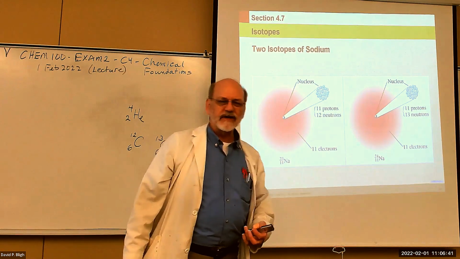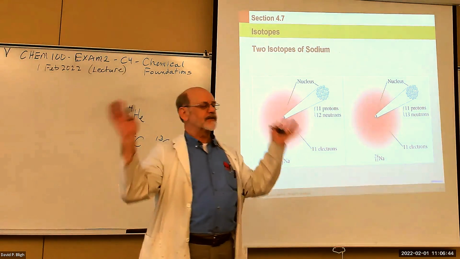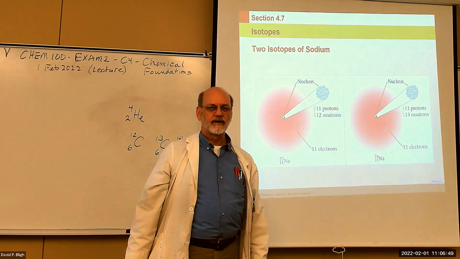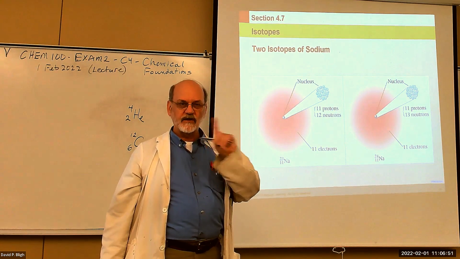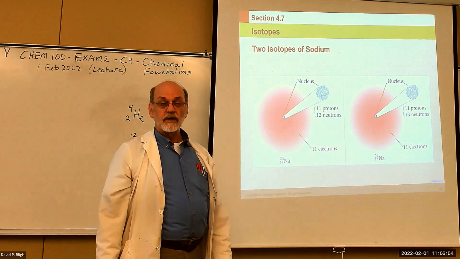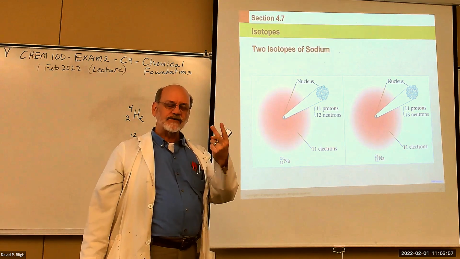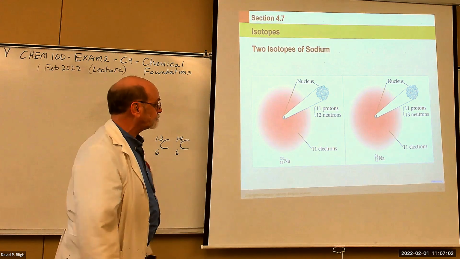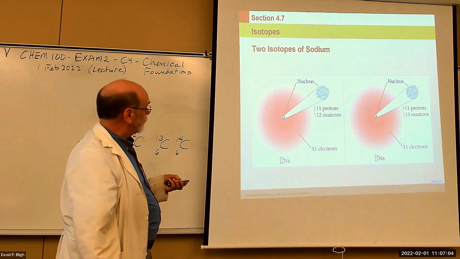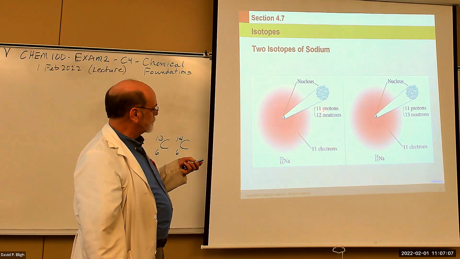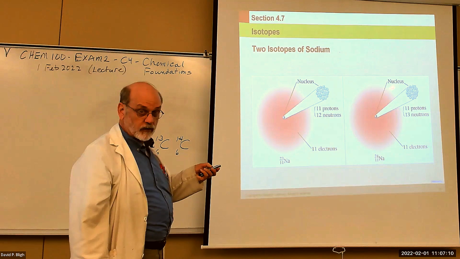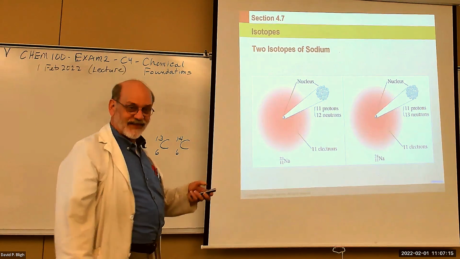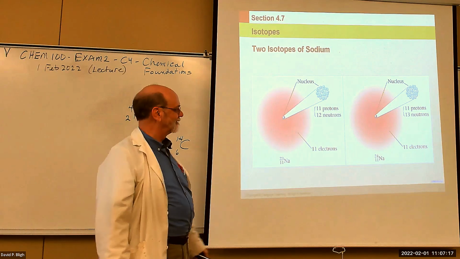And every naturally occurring element, all the elements in nature, are mixtures of isotopes. There are no pure single isotope elements in the universe. They're all mixtures. So you have at least 2 isotopes of every element, and some have many, many more. Sodium, here's an example. 11 protons mean sodium. 12 neutrons means this isotope, and 13 neutrons means that isotope.